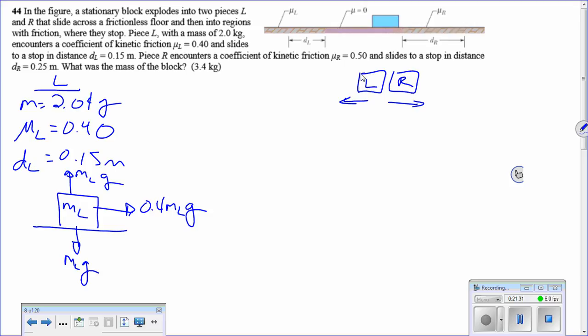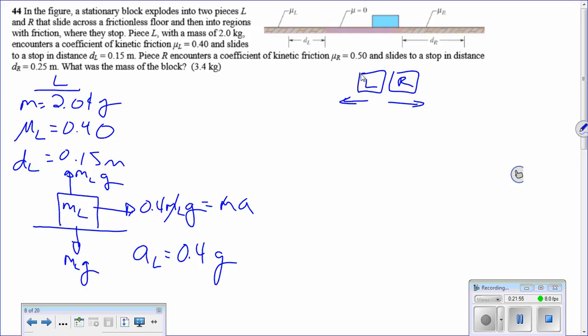Okay, so this is going to be my net force, right? Follow? So this has got to equal mass times acceleration. So my acceleration is just 0.4 g. So the acceleration of the piece on the left is 0.4 g. Good? All right, so why did we find all that?